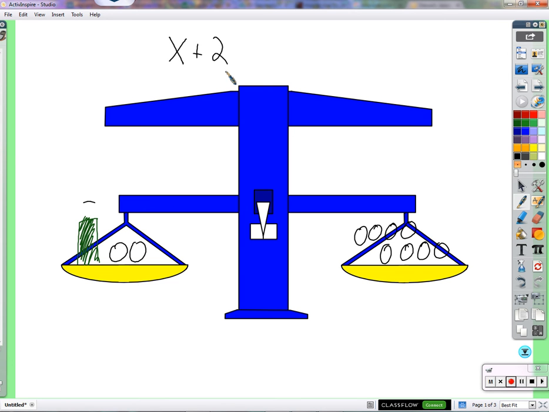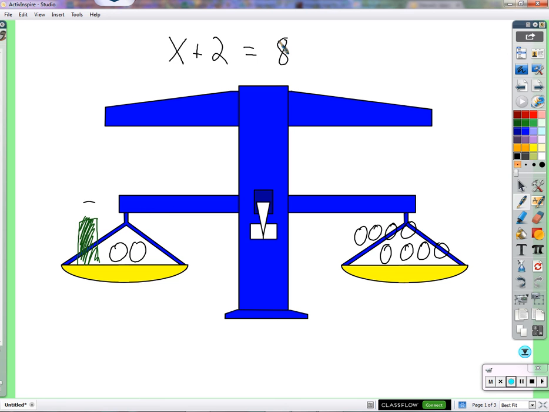Plus 8? No. Minus 8? No. Minus 2? No. Or equals. I don't know. Equals? Equals 8. Oh, equals 8. Okay, that's our starting place.